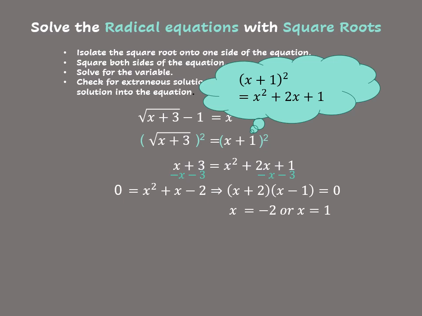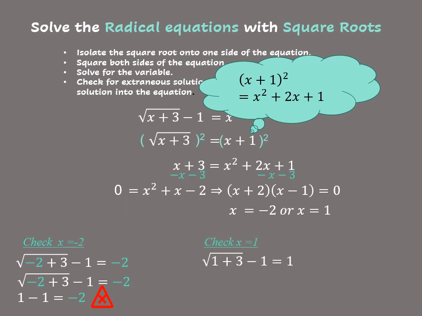We need to check the derived solutions. So when x equal -2 we got a false statement. Now when x equal 1 we got a true statement. Therefore x equal 1 is the only solution.